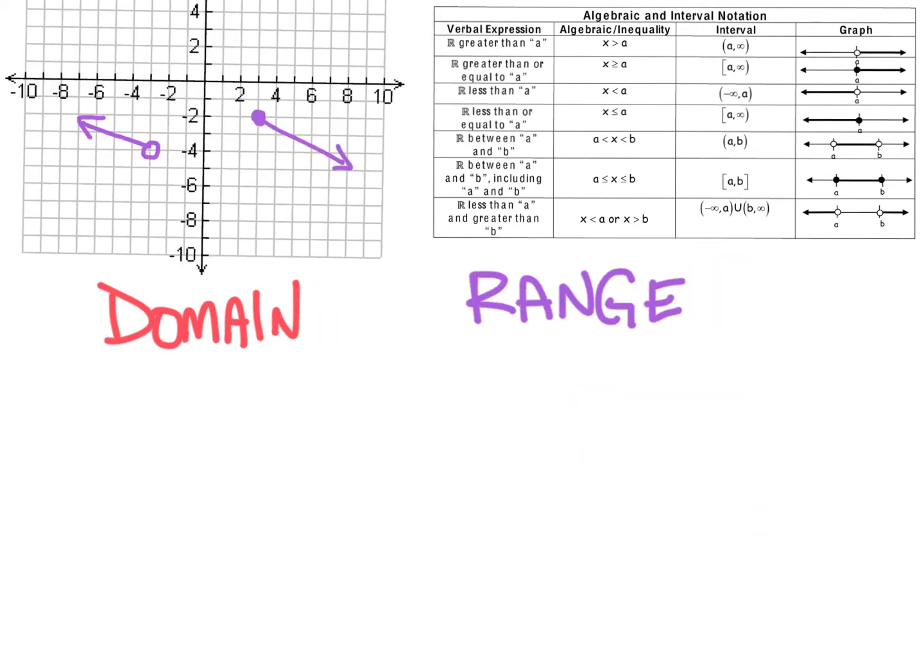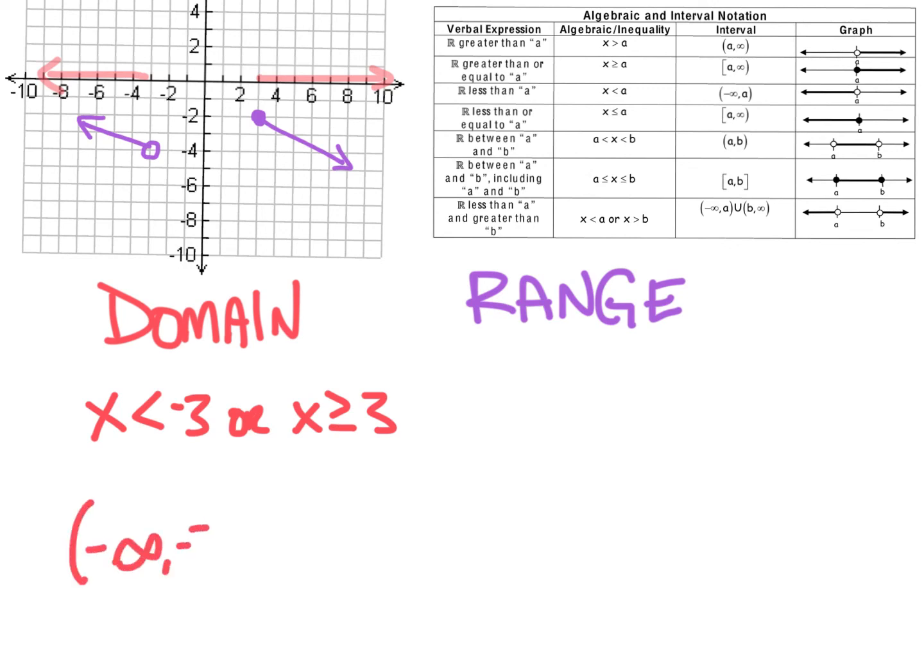All right, our last example. Here, whenever you're looking at your domain, we can see it goes all the way left and then comes to negative 3. Then it jumps and starts again here at positive 3 and goes on forever. So my domain here would be all of the x's that are less than negative 3, not less than or equal to, because it's a hole. Or all of the x's that are greater than or equal to positive 3. So our interval notation would be from negative infinity to negative 3, not included, and then it jumps, so we union, included 3 to infinity.